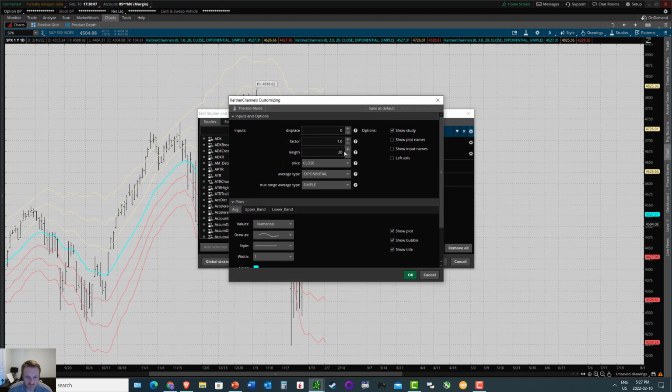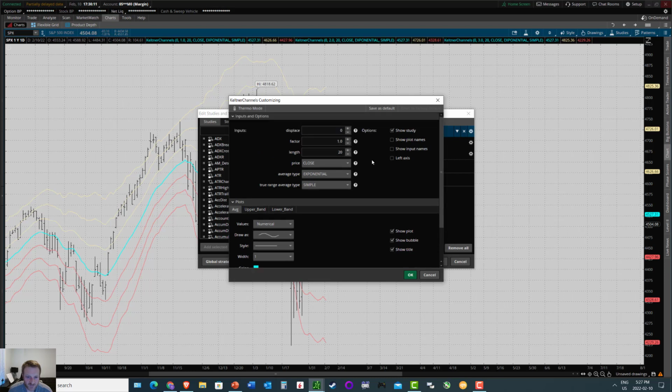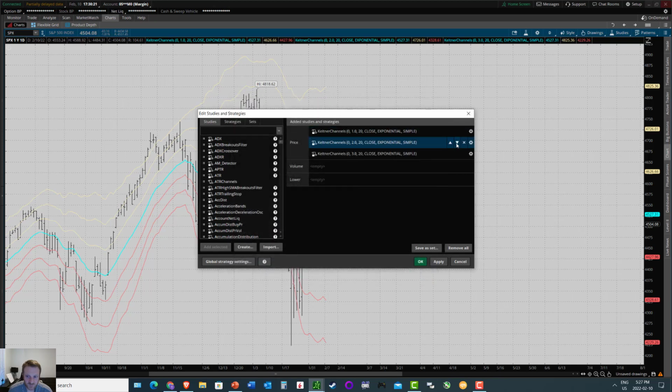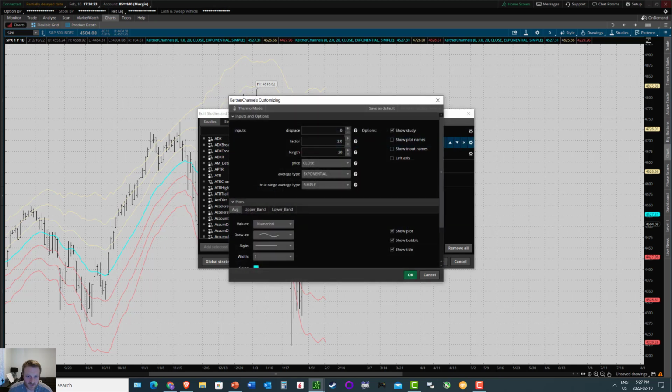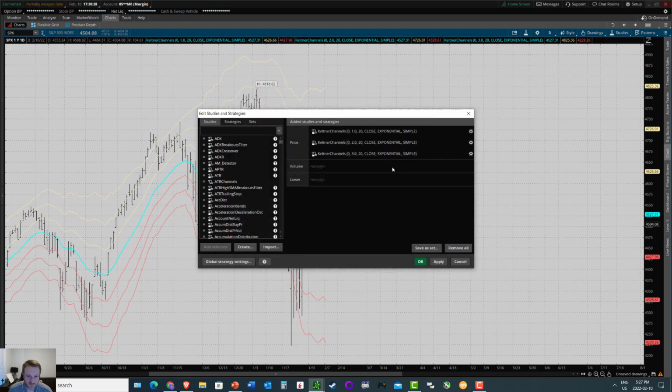I believe this is the settings that were default, but if not, just take note. So the only real thing to worry about here, once you got all sorted out, is the factor. So 1 for that one, and then the next one 2, and then the next one 3, and that gives you your 3 Keltner channels that you're going to be working with.